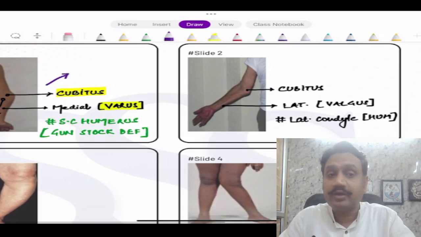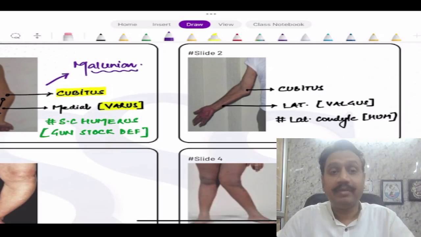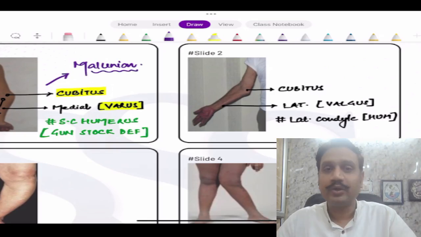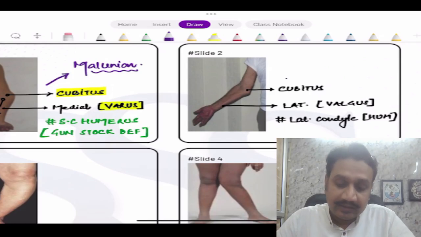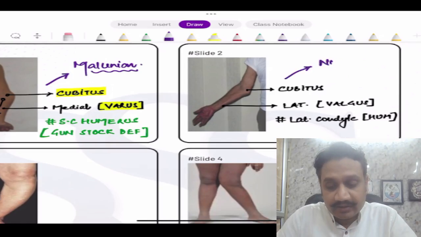When we talk about supracondylar fractures, the most common complication has to be malunion, right? Please remember it has to be malunion. Union will definitely happen, that is confirmed, but it is malunion. And the lateral condyle fractures usually get the complication of non-union.